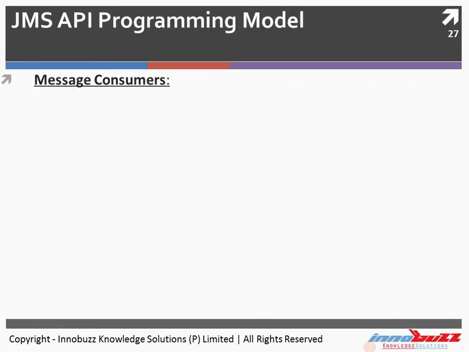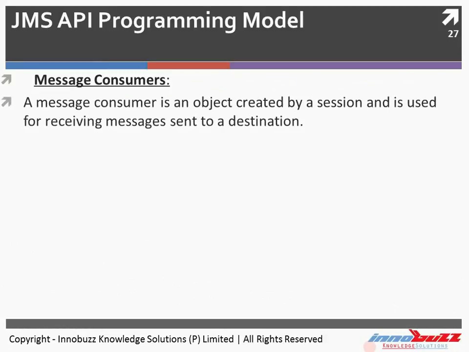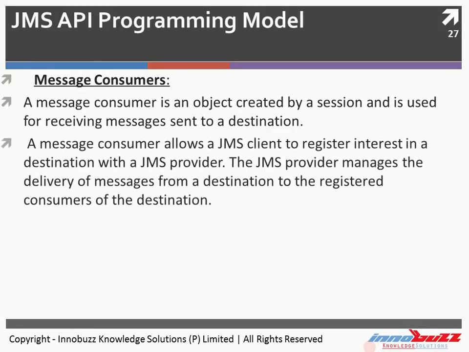The next will be the message consumers. Once you have sent the message, the next step is to consume it. So a message consumer is an object created by a session again. As told earlier, the session will create the objects for message producer, message consumer, as well as the message. Therefore, a message consumer is used for receiving messages sent to a destination.